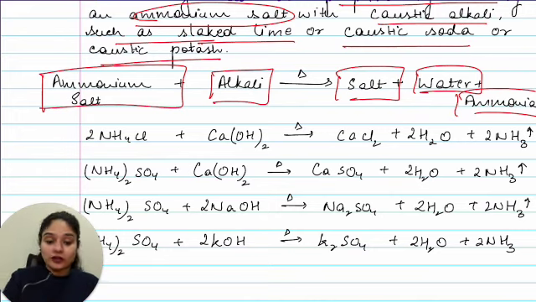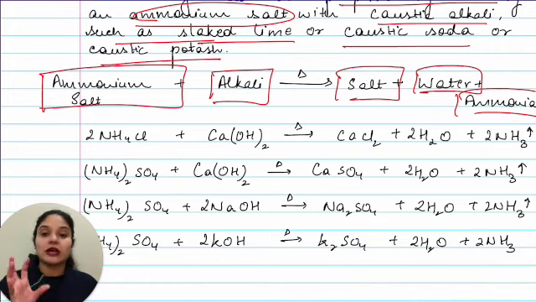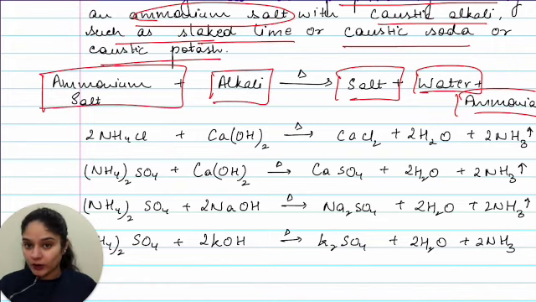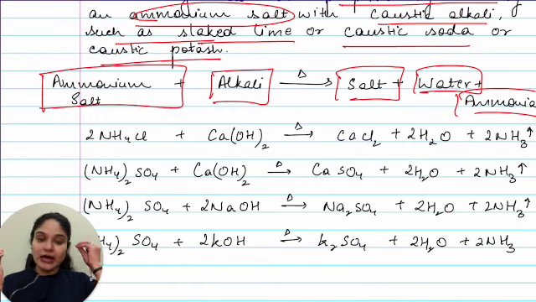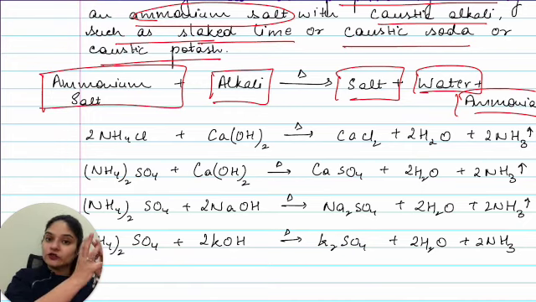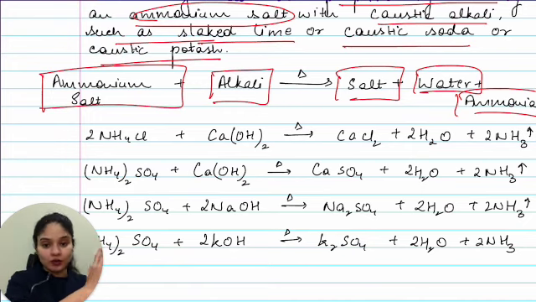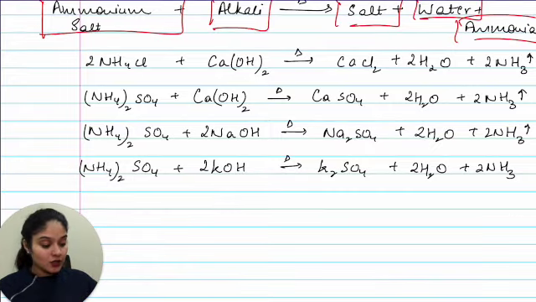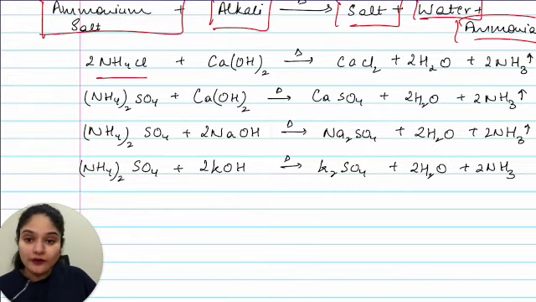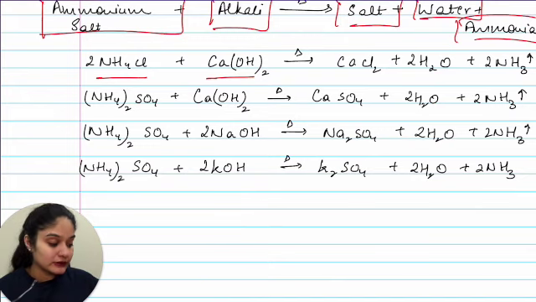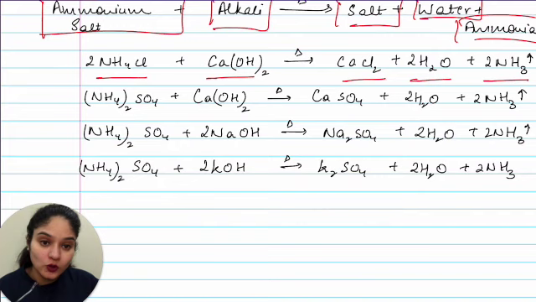If you do not remember these equations, you can form your own equations. You just have to remember that you have to pick one ammonium salt, combine it with an alkali, and that will eventually give you salt plus water plus ammonia. So the ammonium salt we have is ammonium chloride here, combining it with calcium hydroxide, giving us calcium chloride, water and ammonia. Similarly, you have other salts.